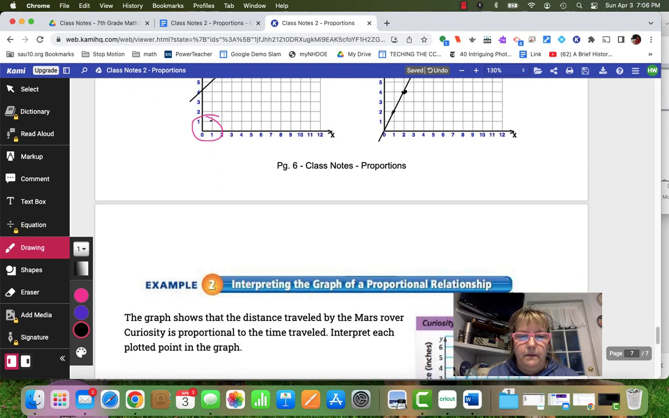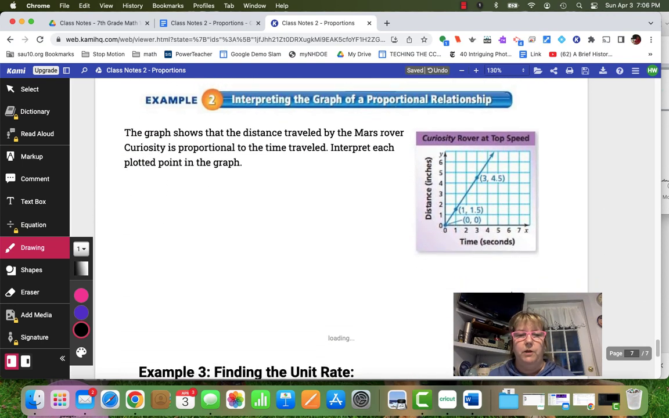All right. Interpreting the graph of a proportional relationship. The graph shows the distance traveled by the Mars rover Curiosity is proportional to the time traveled. Interpret each plotted point on the graph. So all this is really saying is that I have 3 plots, right? 0, 0, and 1, 1 and 5 tenths, and 3, 4 and 5 tenths. All it's really asking me is, what do those dots mean?